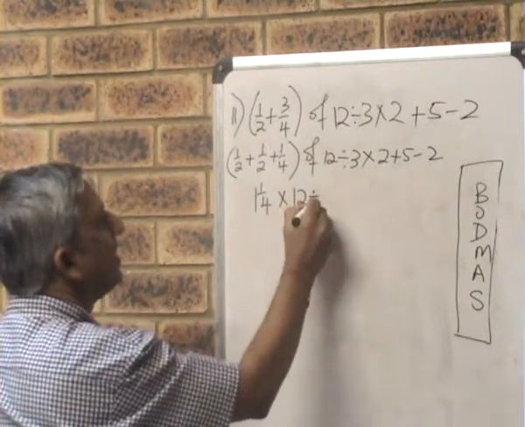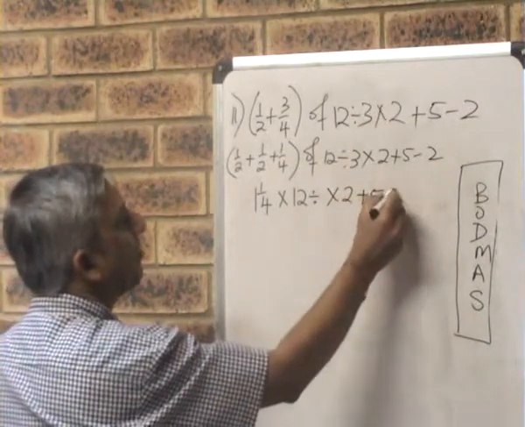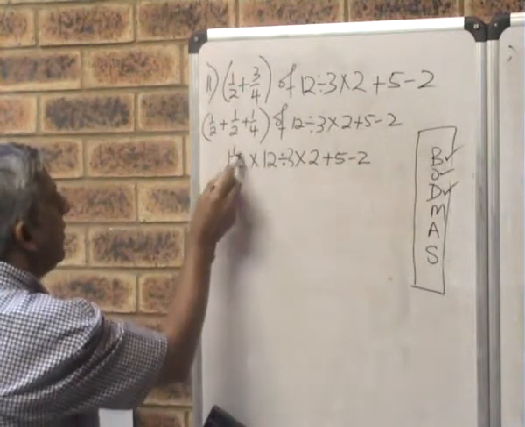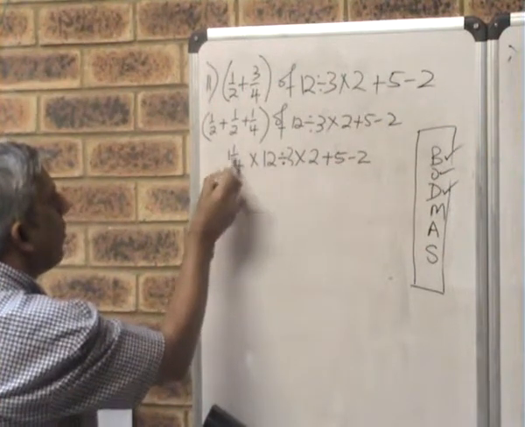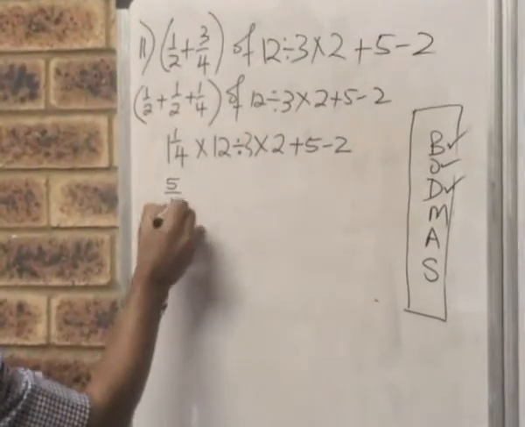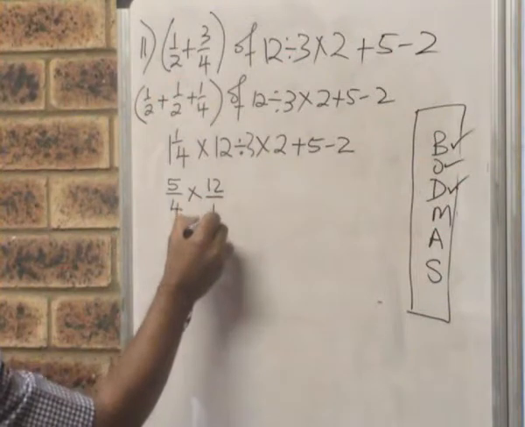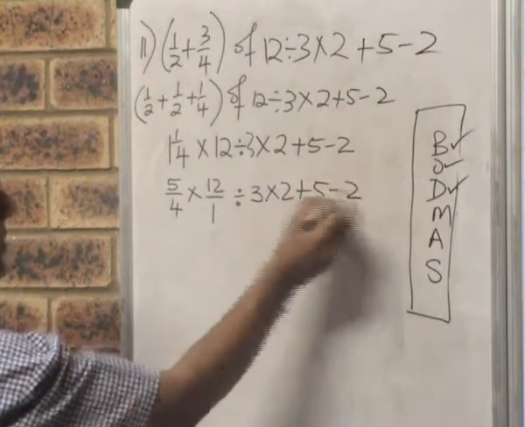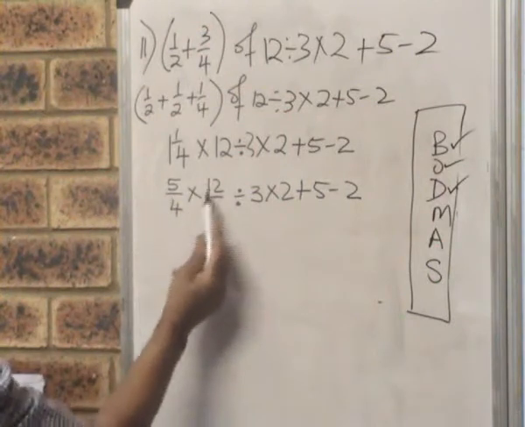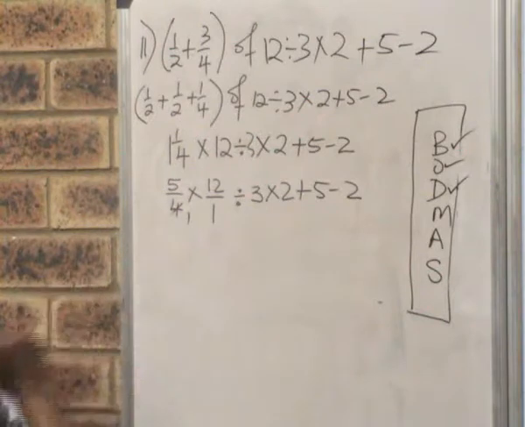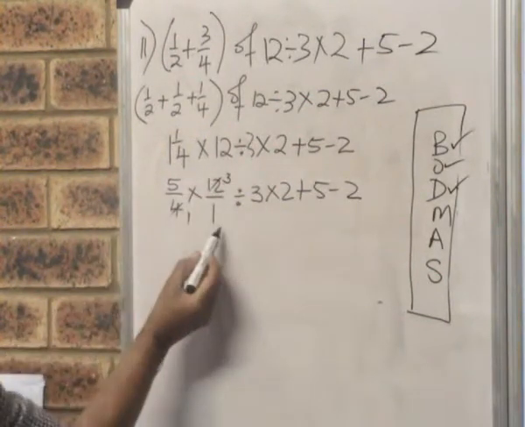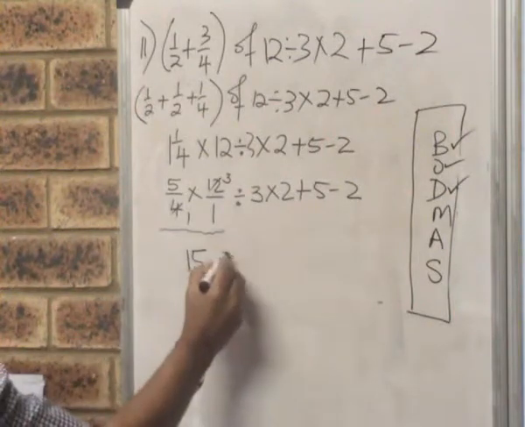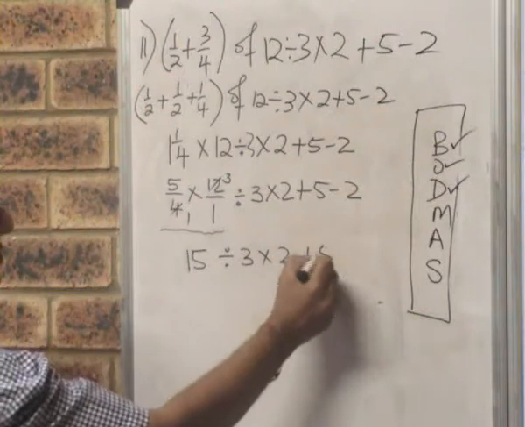Then you've got 12 divided by 3 times 2 plus 5 minus 2. So I looked at the bracket and, okay, so we're looking at 1 1/4. 1 times 4 is 4 plus 1, 5 over 4 times 12 over 1 divided by 3 multiplied by 2 plus 5 minus 2. Now we are concentrating on the of, we're trying to complete this part here first. So if you look carefully, 4 divides here one time, 4 divides here three times. So this part becomes 5 threes, 15. 15 divided by 3 times 2 plus 5 minus 2.